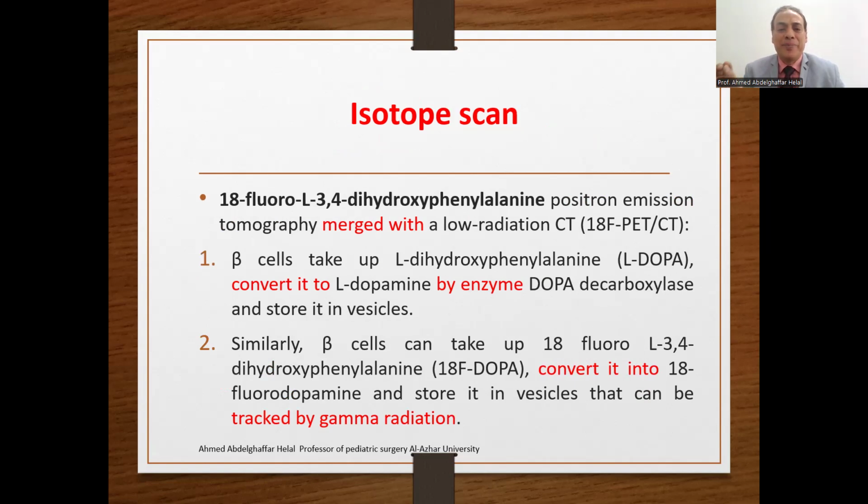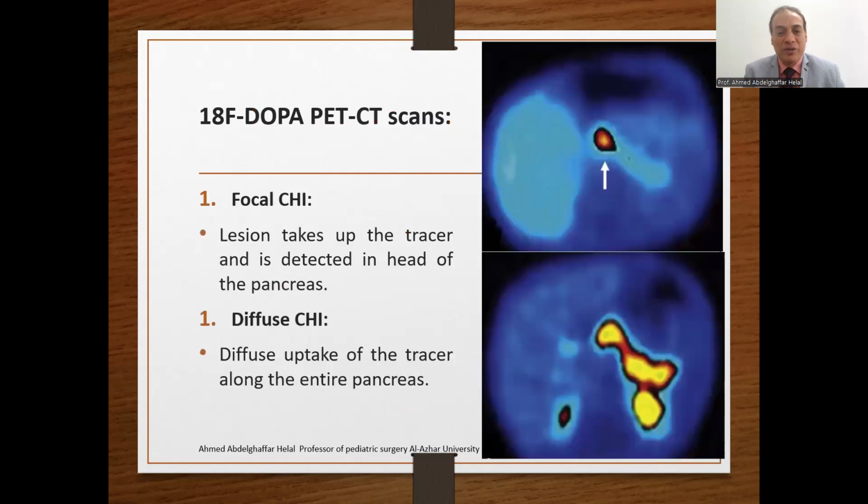18-fluoro-L-3,4-dihydroxyphenylalanine positron emission tomography with a low radiation CT, the PET CT scan. As the beta cells will take up the L-dihydroxyphenylalanine, L-DOPA, and convert it to dopamine by the enzyme DOPA decarboxylase and store it in the insulin vesicles. Similarly, the beta cells can take up this fluoro tracer that can be followed by the gamma camera and traced. And we can find this picture.